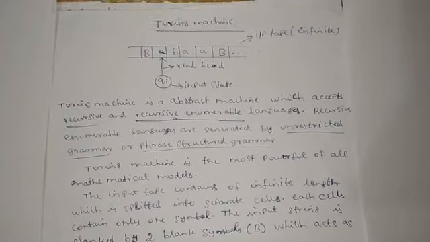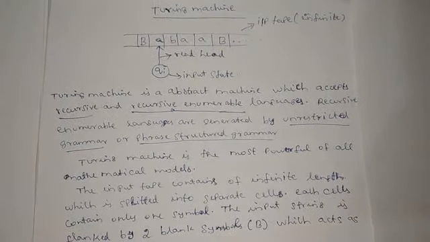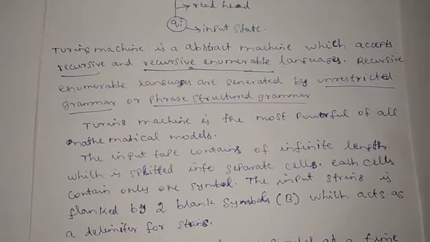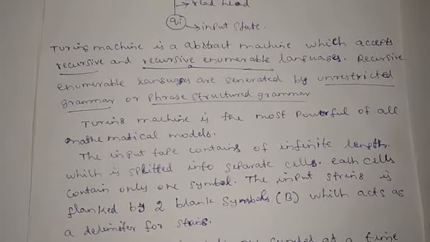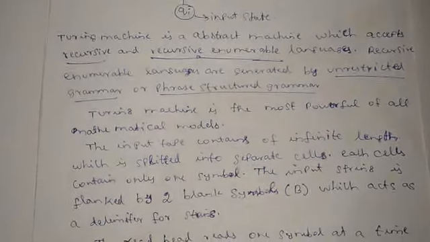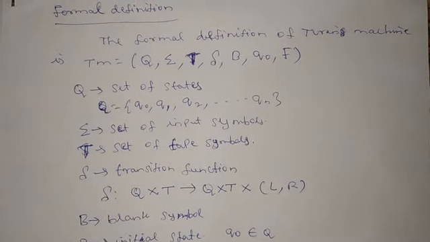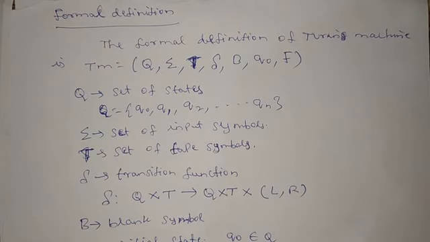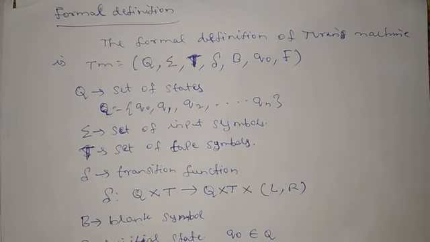And this exactly simulates the digital computer. This Turing machine exactly simulates the digital computer. So that's why it is called the most powerful compared to all mathematical models. Now we will discuss what is meant by the formal definition of Turing machines.